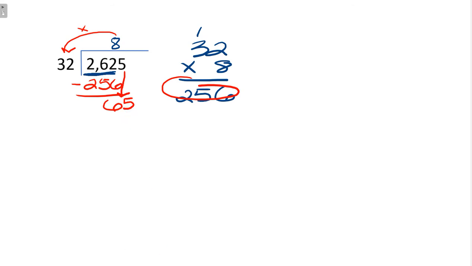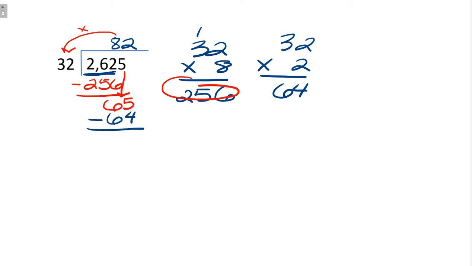This one's a little easier to do because we know 32, if we just double it, we get 64. So 32 times 2, and you probably don't have to write this out, but in case, 2 times 2 is 4, 2 times 3 is 6, 32 times 2 is 64. So it's going to go into 65 2 times. We put the 64 down here because remember, we didn't go in all the way. So we're going to subtract. From the 65, we get 1 left over. 1 is our remainder, right? So technically, our answer is 82 remainder 1.